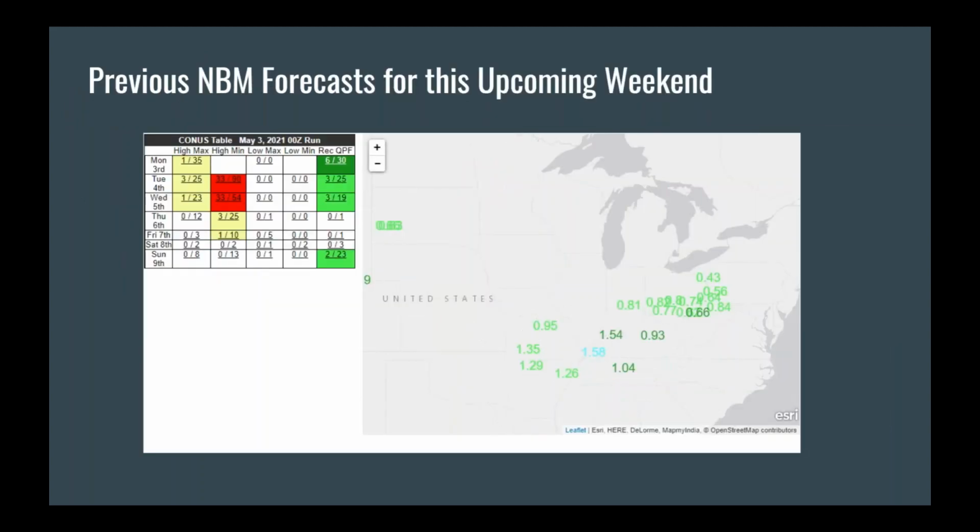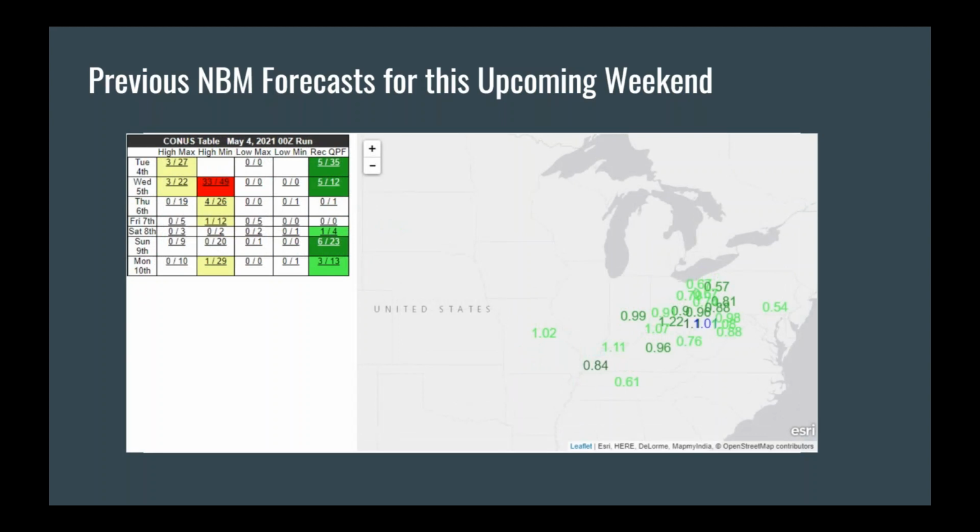And so I want to show you what the forecast was like for this upcoming weekend. This is from the May 3rd 0Z run. You can see that at that time, for Sunday, there were 2 sites forecast to exceed record values and 23 within 50%. Paducah had 1.58, which is well above their daily record value for Sunday the 9th. And then you can see Evansville was at 1.54 in the forecast. So go ahead and advance, Andy.